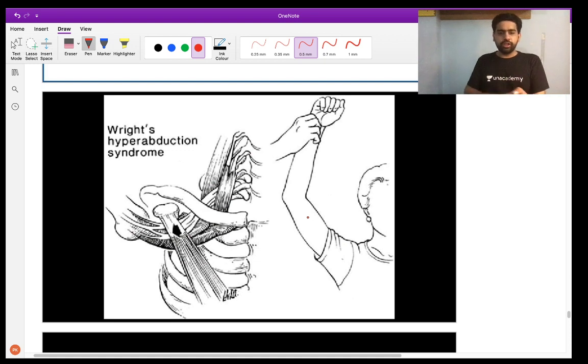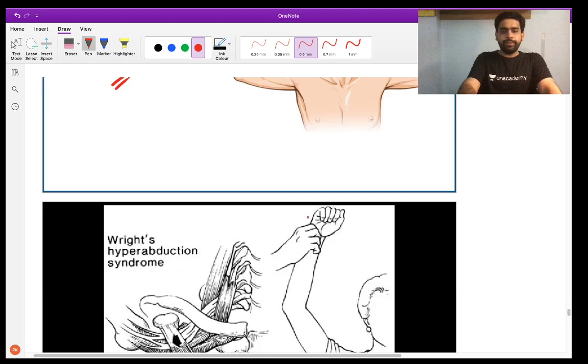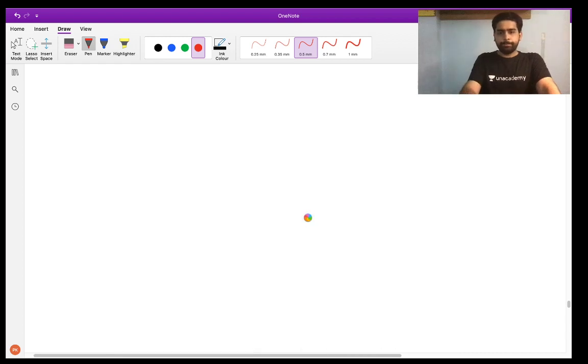There will be reduction in the pulsations of the artery. So all these things will be able to diagnose that particular test. Okay, so just a minute guys.